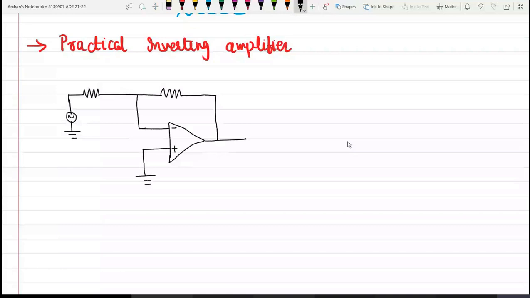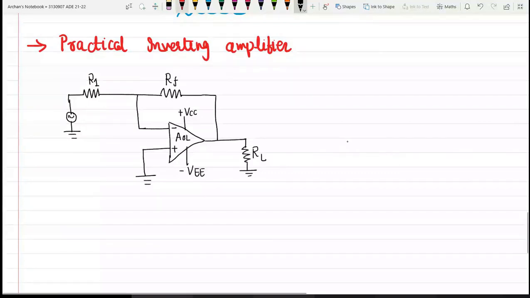At the output terminal, I will connect one load resistance which is grounded. This is my load resistance, this is feedback resistance, and this is forward resistance R1. We will be providing positive supply voltage and negative supply voltage to the circuit. This is my op amp. This is terminal A and this is terminal B, and we are providing some input voltage V in over here.